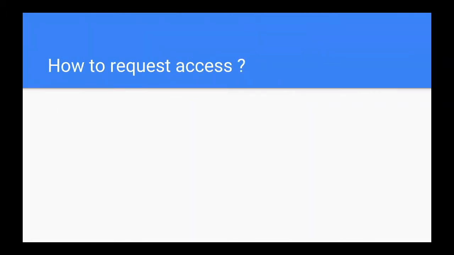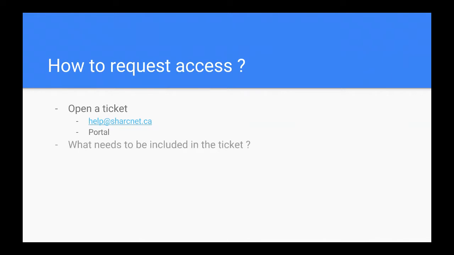So how do you request access to SHARCNET Cloud? You will have to open a ticket, either using help@sharcnet.ca or using the portal. And what needs to be included in this ticket? You would need to include the use case for the cloud. So what is the usage for the cloud? What's it needed for, basically. And your PC or laptop public IP. The easiest way to find this out is to Google "what is my public IP" or "what is my IP". Google usually will show you the IP for that.